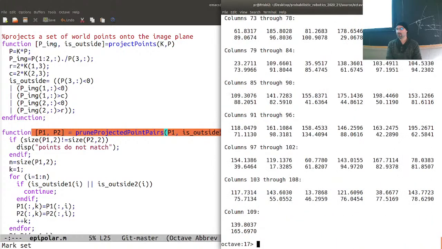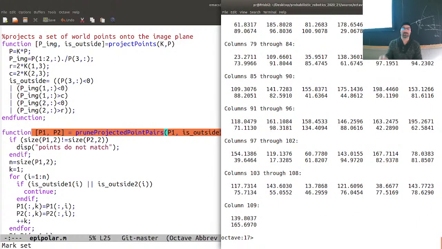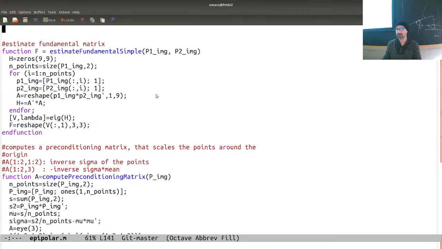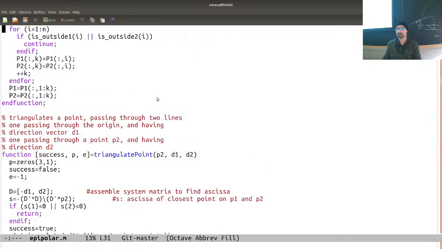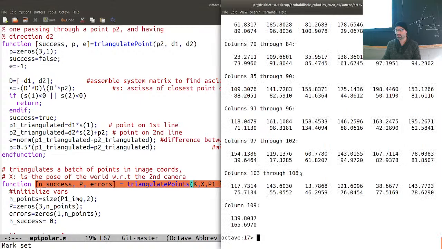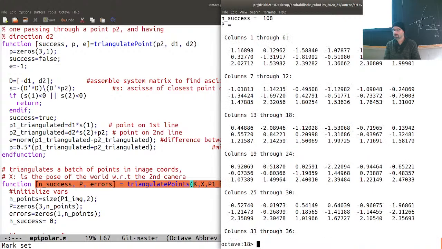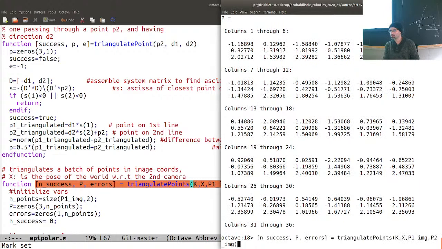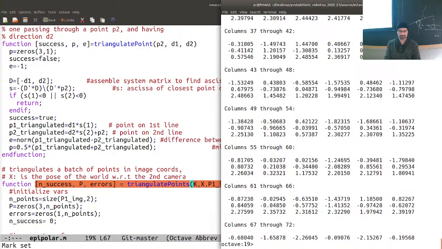Okay. Then we have the points P1 EMG and P2 EMG. Now we can try to triangulate and hope that we will have... Remember, we had 1,000. Now we have only 100 because many of them were behind the camera and so on. Now we can try to triangulate. Let's triangulate. X I've already calculated. Okay, that's the triangulation. And let's see the errors.